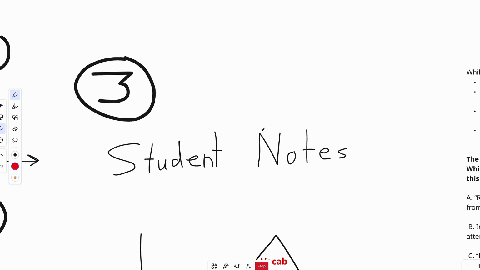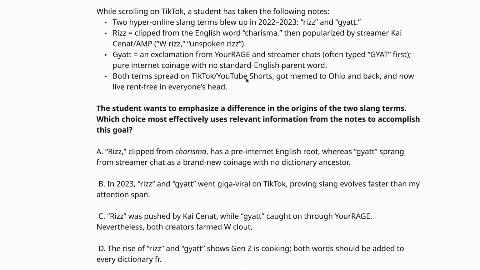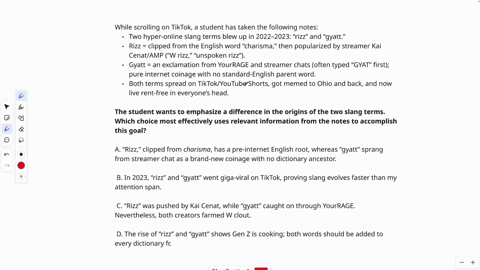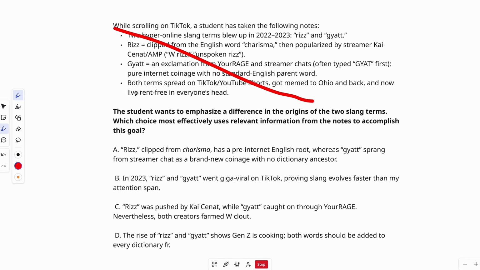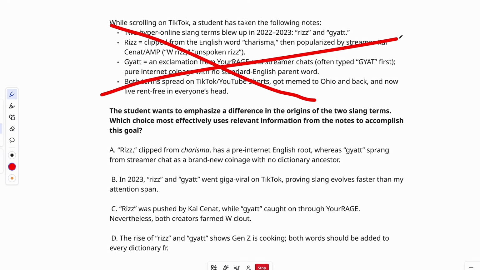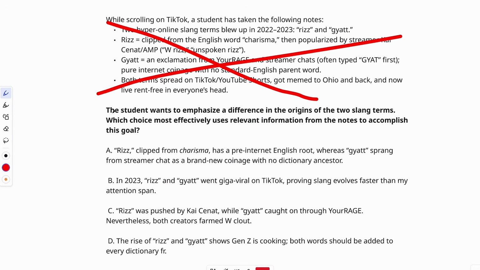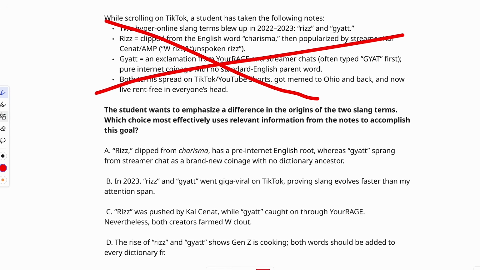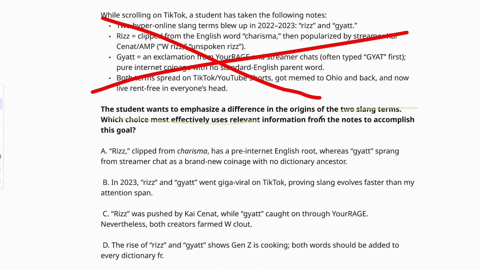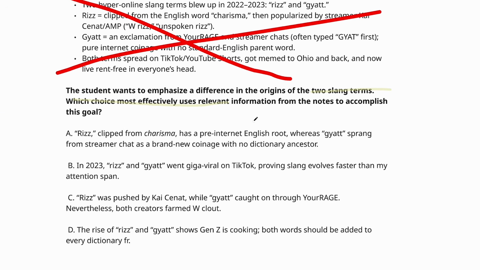Student notes. With many SAT questions, you'll be given a set of notes, and then you're going to be asked to find some phrase that best supports some part of the notes. The key thing for a question like this is you don't want to actually read the notes. This is basically the only time in the SAT you don't want to really be reading everything, and you should enjoy it while it lasts because the other stuff is going to be really important you read everything. Instead, you should just read the question. The student wants to emphasize a difference in the origins of the 2 slang terms. Which choice most effectively uses relevant information to accomplish this goal? So you may be thinking, how am I supposed to figure this out if I didn't read the original stuff?